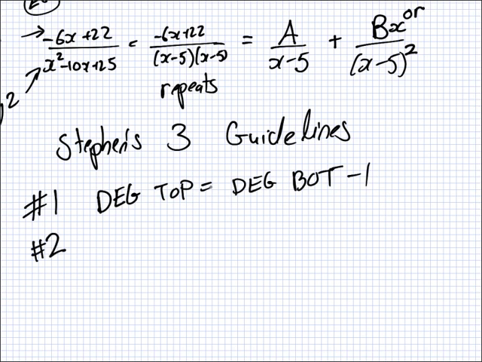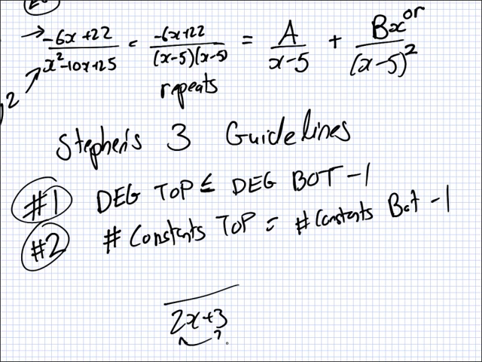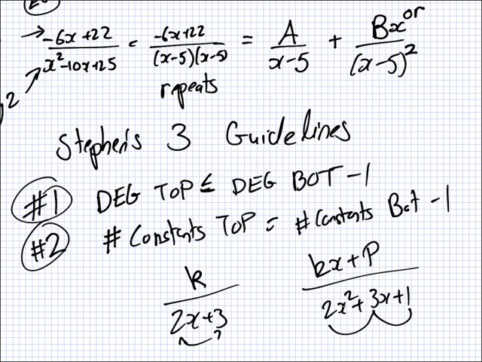Second rule is the number of constants on the top should equal the number of constants on the bottom minus 1. For example, this is 2x plus 3. There are two constants here, 2 and 3, so on the top there should be only one constant. Here this is 2x squared plus 3x plus 1, so there are three constants, and on the top there need to be two constants. You should have one less.